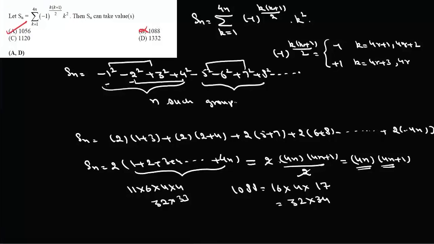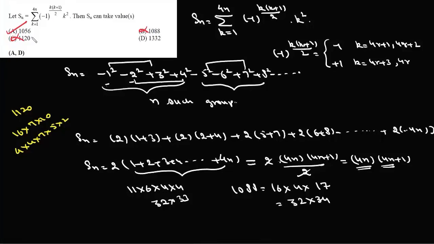Now option C is 1120, which is 16 into 7 into 10. So we'll take 4, and this is 4 into 7 into 5 into 2. So there is no possibility of making it of the form 4n, 4n plus 1.